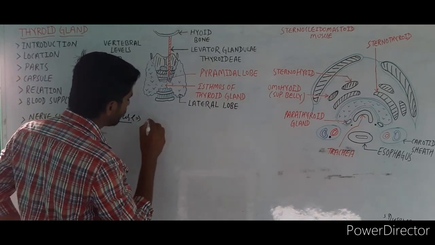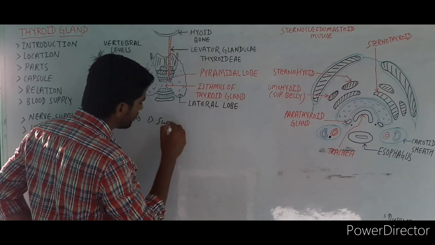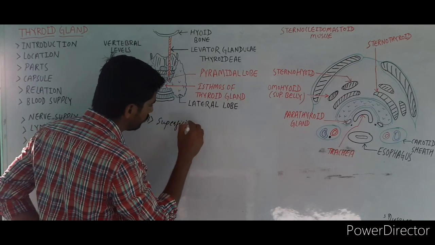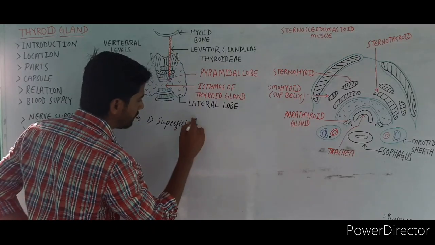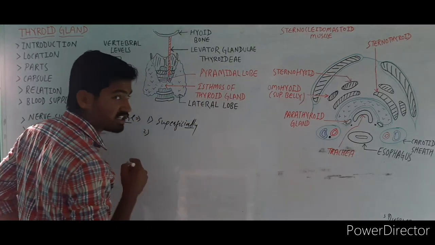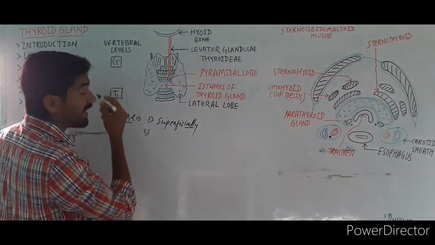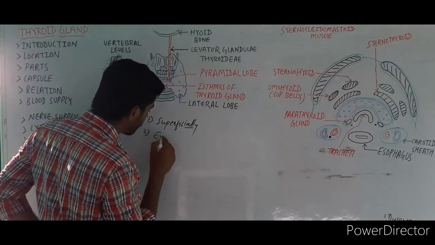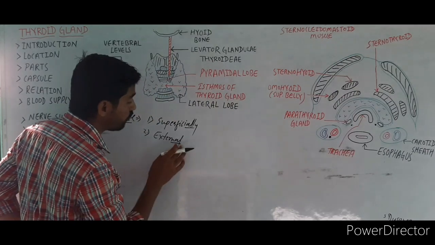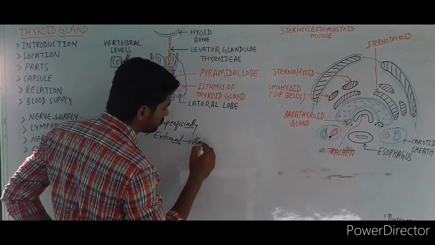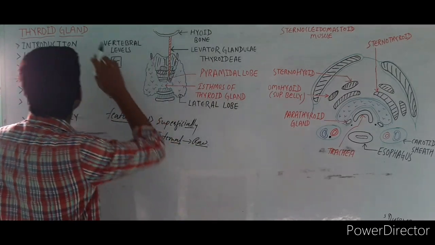So the thyroid gland, first of all, lies superficially in our body. And second thing, it depends on the external environment for raw material.